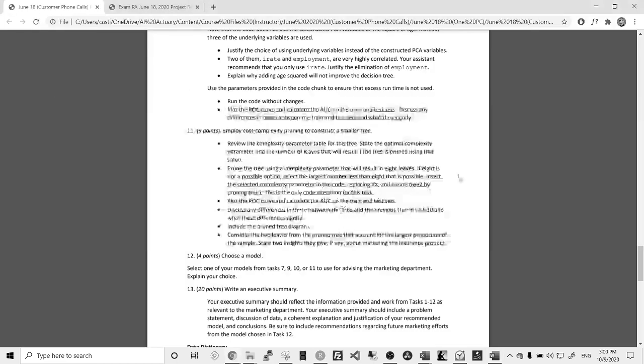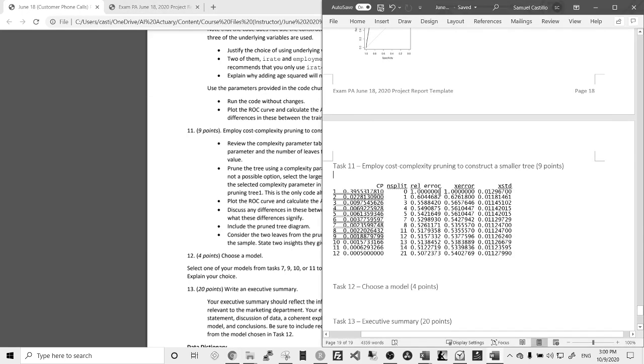So the question was, review the complexity parameter table and state the optimal complexity parameter and the number of leaves that will result. You want to minimize this xerror column. I see that it goes 0.62, 0.56, 0.56. It looks like it's lowest at 0.5338, which is that row right there.